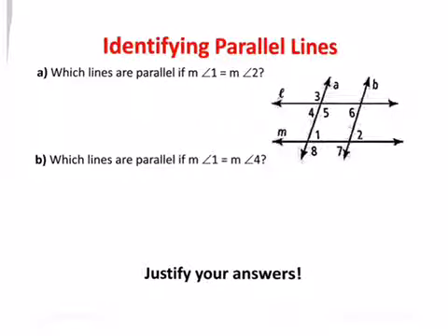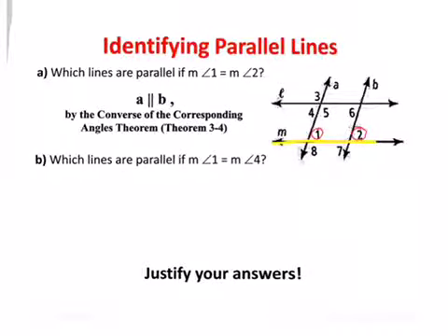So first question here, which lines are parallel if angles 1 and 2 are congruent? So angle 1 and angle 2. Well, those are corresponding angles. And if those two angles are corresponding, this must be our transversal. So that means our parallel lines are going to be line A is parallel to B. And we know this because of the converse of the corresponding angles theorem.